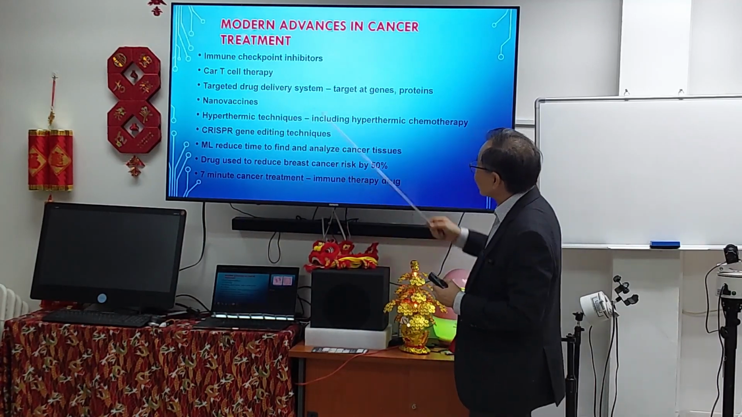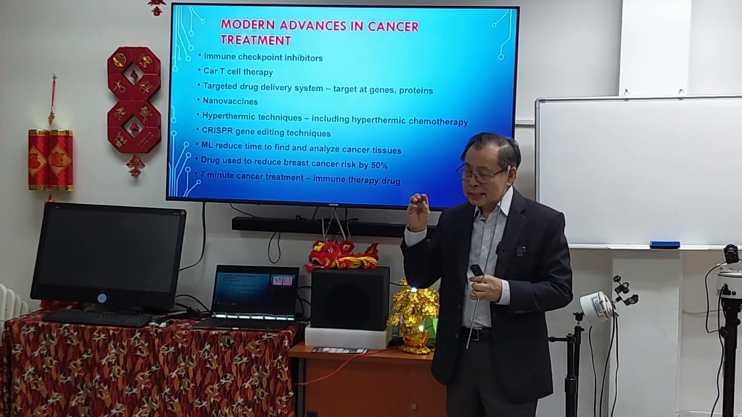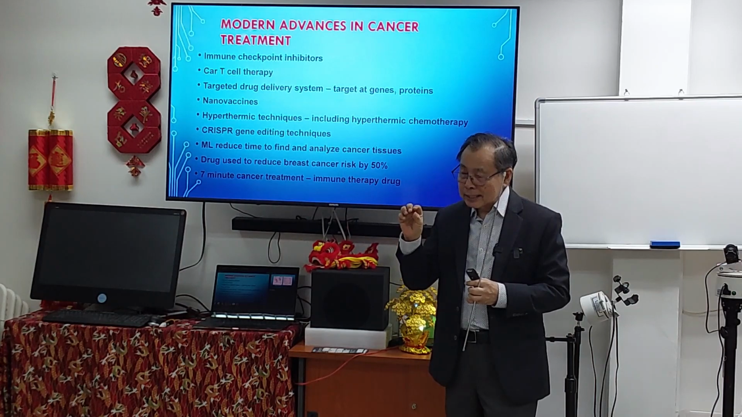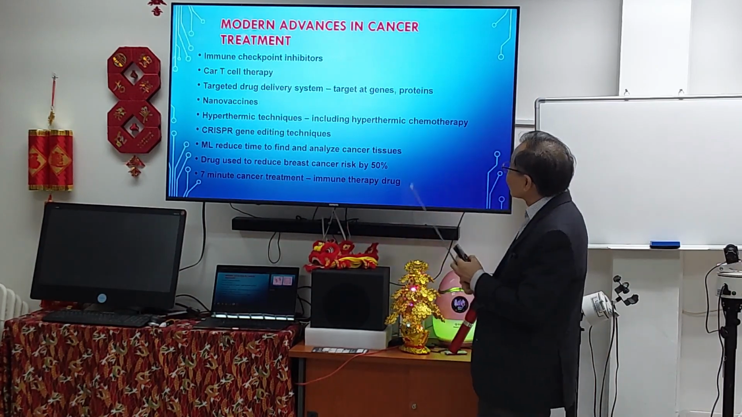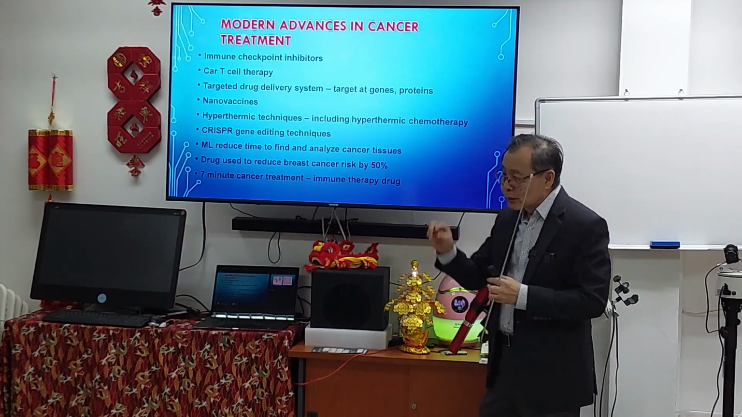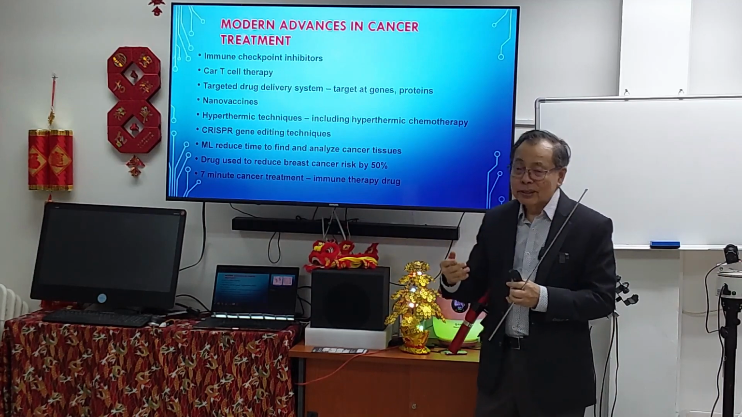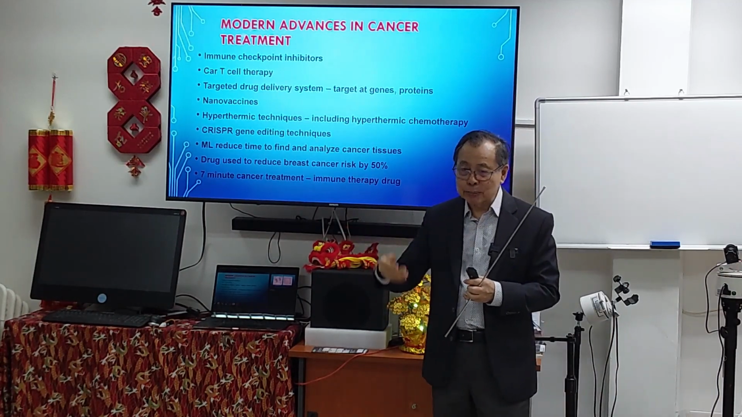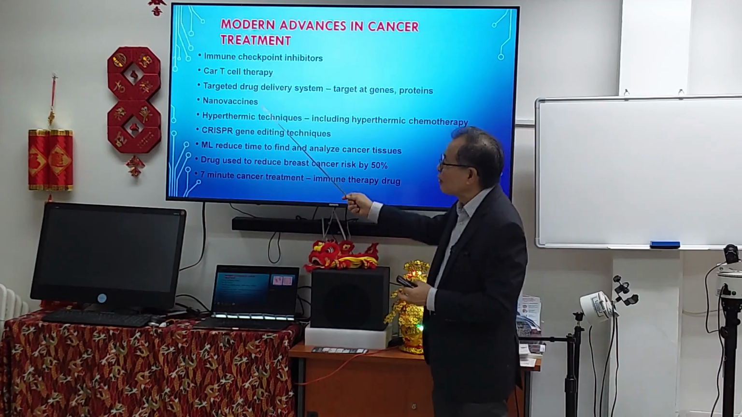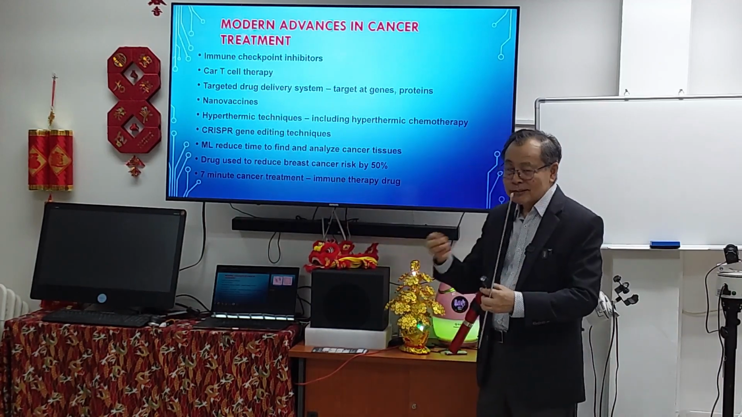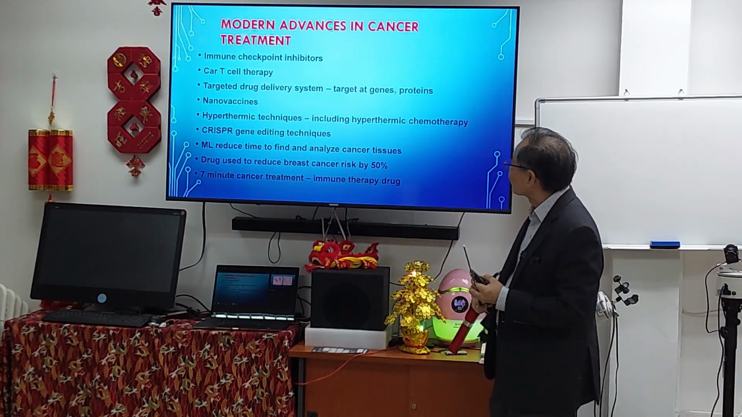Targeted drug delivery. Nowadays, this kind of drug, the molecule is getting smaller and smaller. So it could be targeted at genes or proteins. So a very small molecule can target it and block it. So enzymes like kinase, protease can be targeted and blocked. And then there's nano-vaccine. Nano-vaccine means that very low doses are injected.